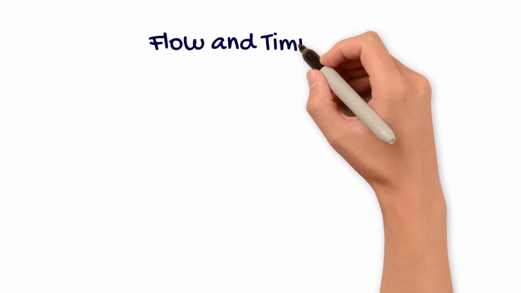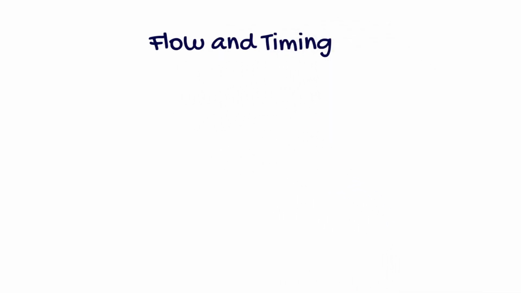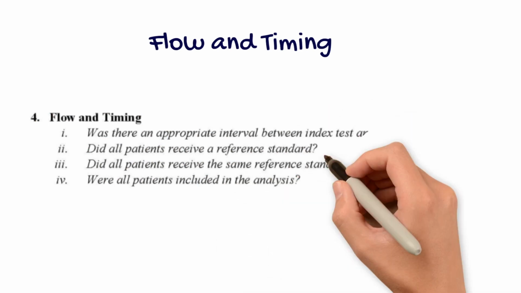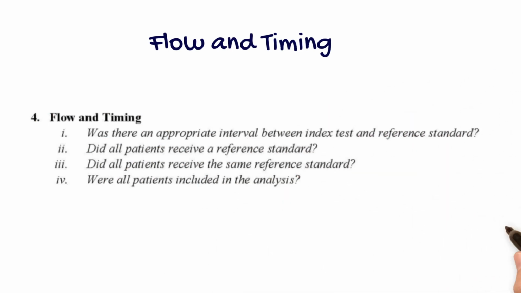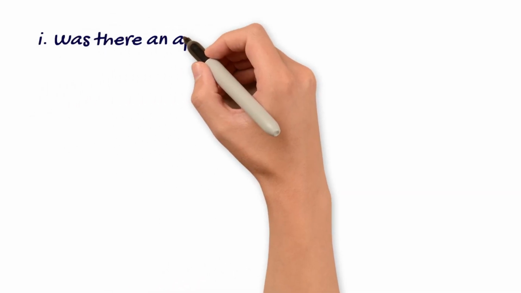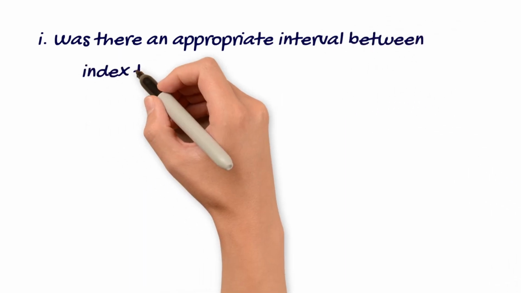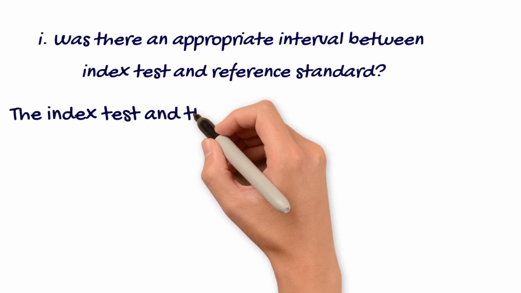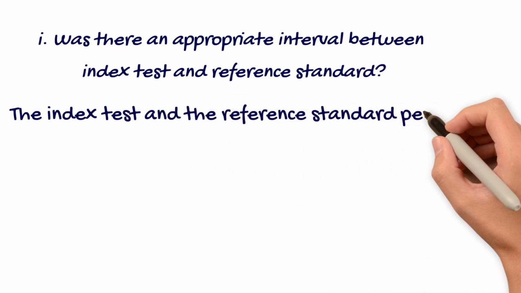The fourth aspect focuses on flow and timing of the index test and the reference standard. Flow and timing involve the sequence and timing of performing the index test and the reference standard in the study. It examines how the tests are conducted and the order in which they are performed to ensure accurate results. Question 1. Was there an appropriate interval between index test and reference standard?